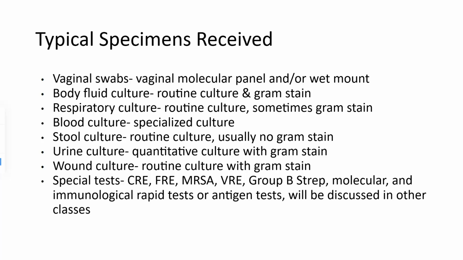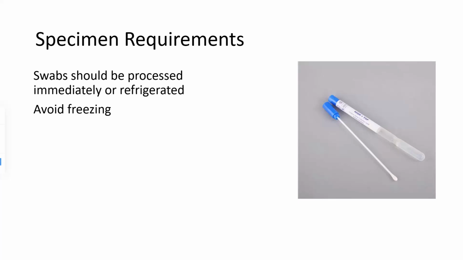So we're going to go through some of the typical specimens that we would receive and how we would, in general, start working up those specimens. So starting with vaginal swabs, specimen requirements: swabs should be processed immediately or refrigerated, and you have to use a special Dacron swab or a swab that's not going to kill the organisms that we're trying to look for. You want to avoid freezing.